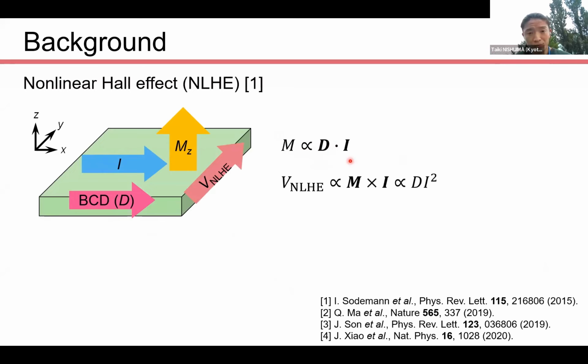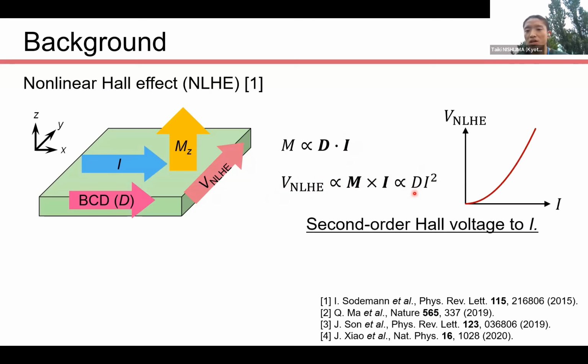And of course, now we have out-of-plane magnetization and the current. You can also expect a Hall voltage, which is proportional to M and I. But this M is linear to the current. So the expected nonlinear Hall voltage is linear to the square of the current. So you can expect this kind of parabolic signal on the current.